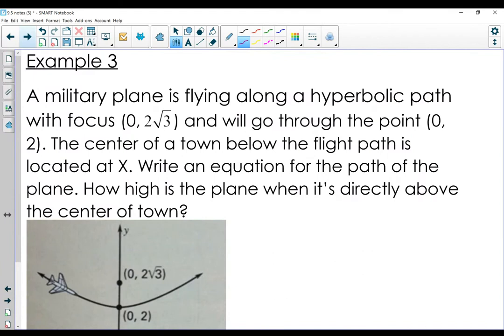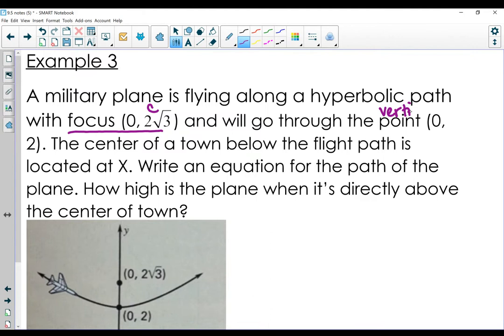Last example. A military plane is flying along a hyperbolic path with focus at (0, 2√3). So that's going to give us c. And we'll go through a point (0, 2). Okay, so this is going to be like our vertice, right?